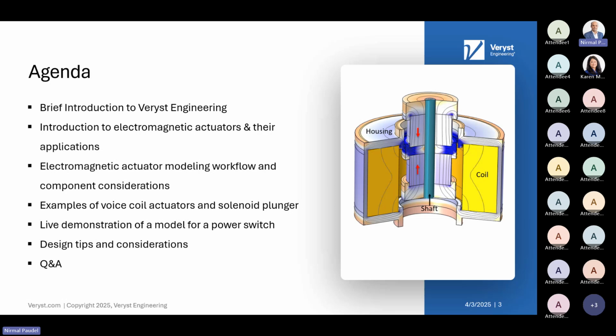The agenda for today: we'll go briefly over what Burst Engineering is. We'll introduce electromagnetic actuators and their applications. And I'll also discuss the electromagnetic modeling workflow, specifically in the COMSOL Multiphysics package. And we'll go through different examples on voice coil actuators, solenoid plungers, and I'll do a live demonstration of one of the examples on the power switch using COMSOL. And finally, we'll share some of the design tips and considerations for designing those devices, and we'll take questions.